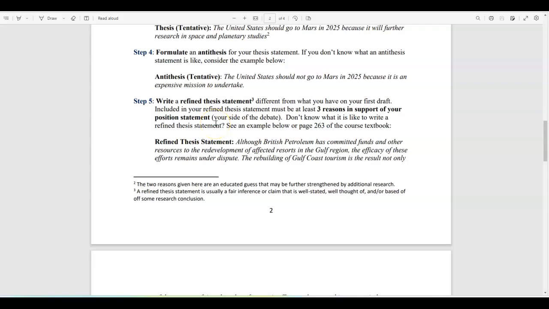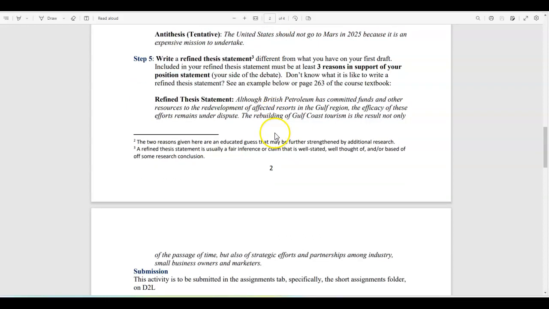Now, you are going to write a refined thesis statement, given the fact that you've stated your thesis statement and an antithesis. I expect you to put some thought, reflection, and consideration into this as you write this refined thesis statement. I assume that you've received my comments on your thesis statement. So you want to make your thesis statement as strong as it possibly can be. It's possible you still change it, but this activity is a challenge for you to make it as strong as it possibly can be.